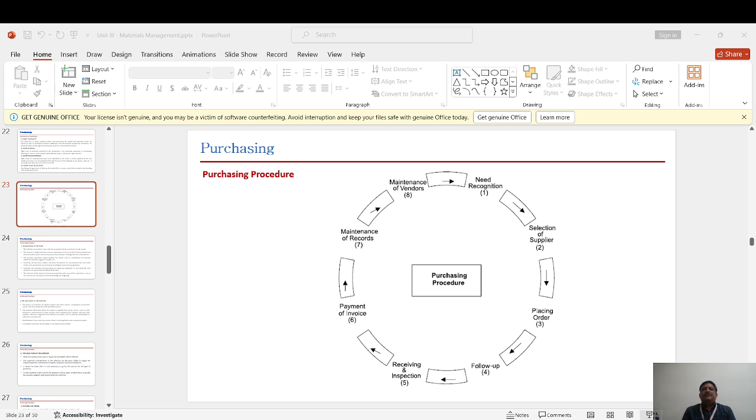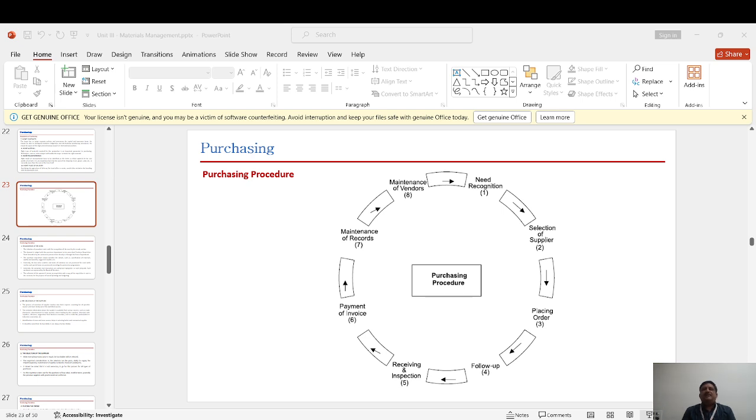Out of these copies, one copy each is sent to the storekeeper, supplier, accountant section, inspection department, and the department placing the requisition, and one copy is retained by the purchase department for the record. So this is about the purchase order.